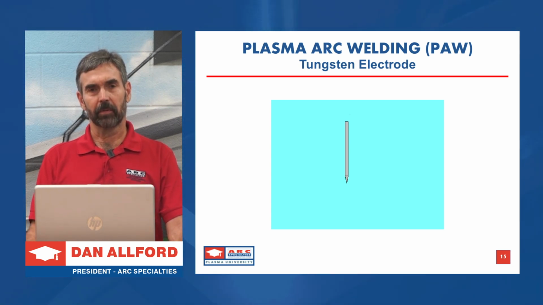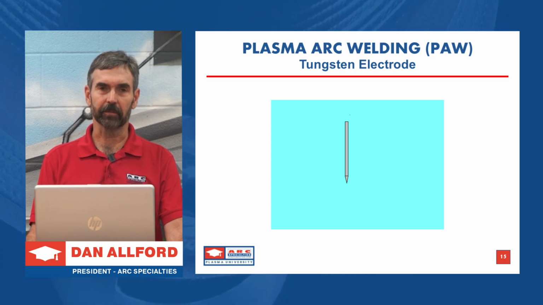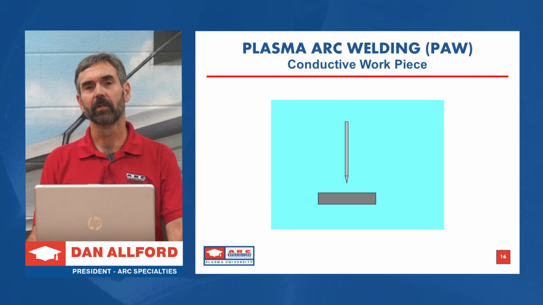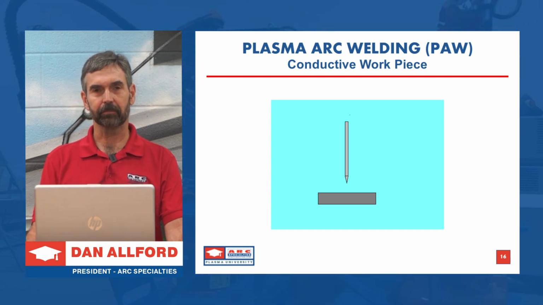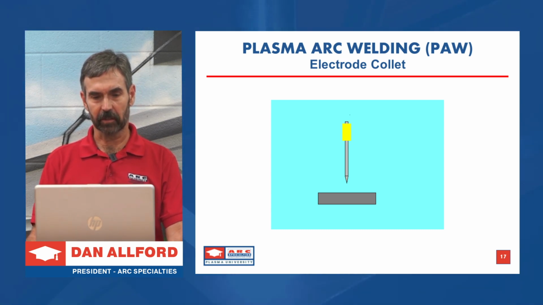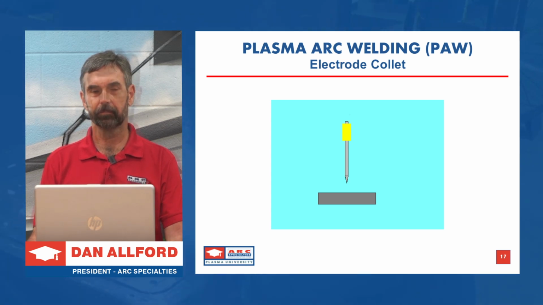So that was your refresher on TIG welding with a little hot wire added in. So let's talk about plasma now. Same thing, we start out with a non-consumable tungsten electrode, and you have a conductive workpiece because we're conducting the arc between the tungsten electrode and the conductive workpiece. So again, we have to have a collet to conduct the electricity from the welding power supply into the electrode, much like a TIG welder.